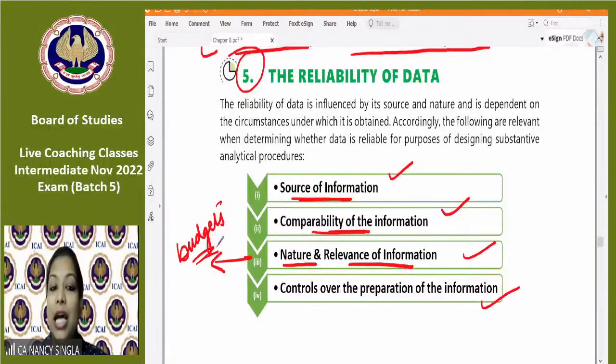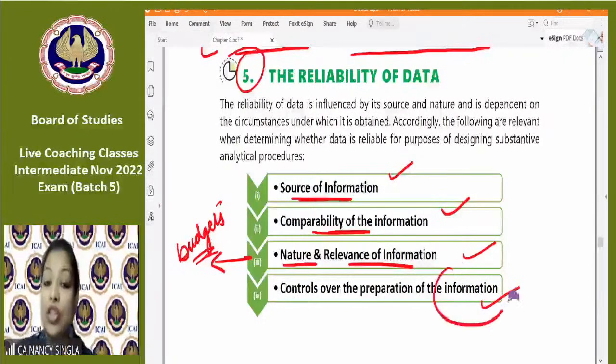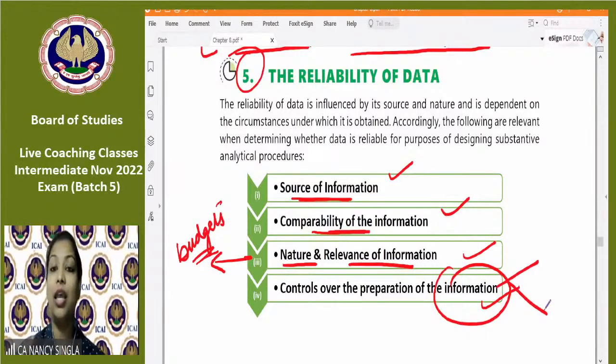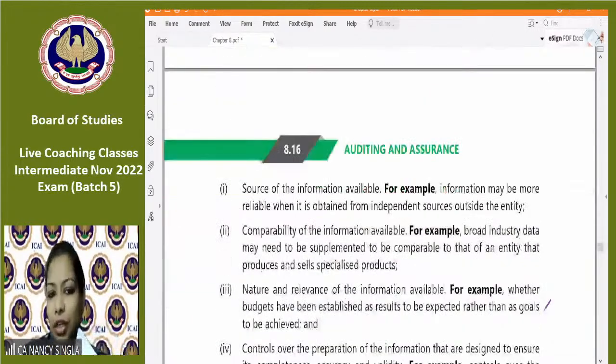Okay? And last point, controls over the preparation of the information. If the controls over the preparation of information, and student, this word information includes both financial as well as non-financial data. If I'm using data of what? Your number of employees. So I'll see now whether that information is also correct or not. Okay? So that is all covered by what? Reliability of data. You can just have a read.